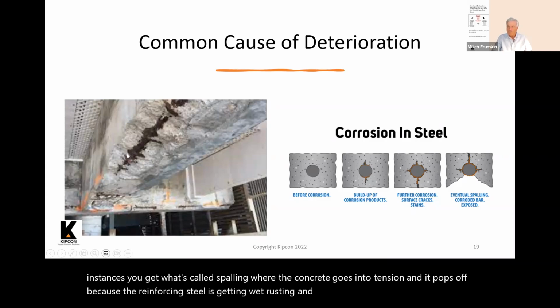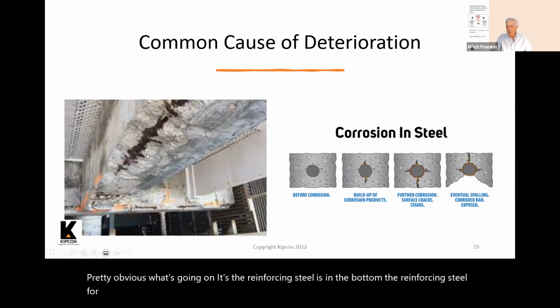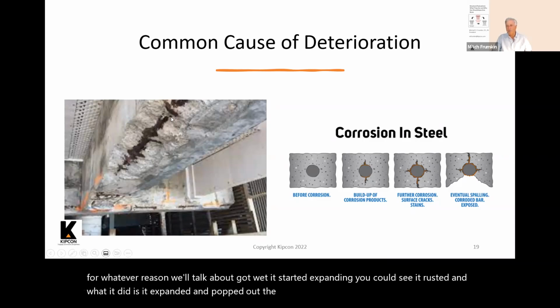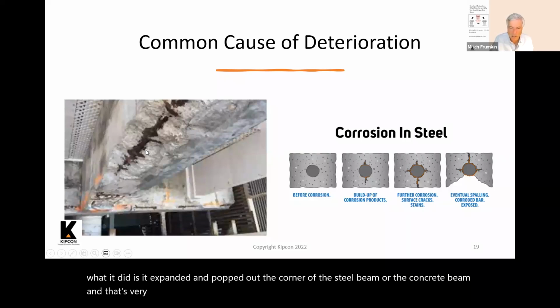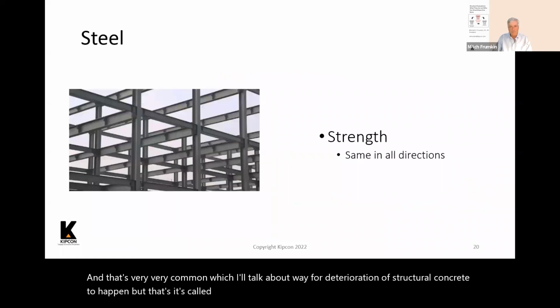Now look at this beam. Pretty obvious what's going on. The reinforcing steel is in the bottom. The reinforcing steel, for whatever reason, we'll talk about, got wet. It started expanding. You could see it rusted. And what it did is it expanded and popped out the corner of the concrete beam. And that's a very, very common way, which I'll talk about, for deterioration of structural concrete to happen. It's called the rusting of the steel.